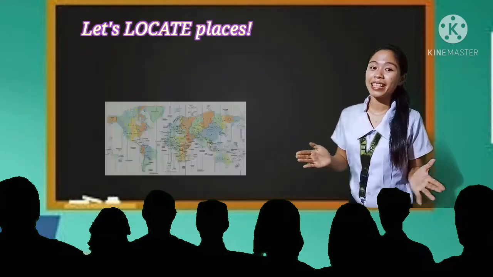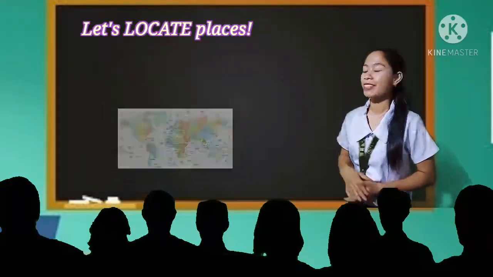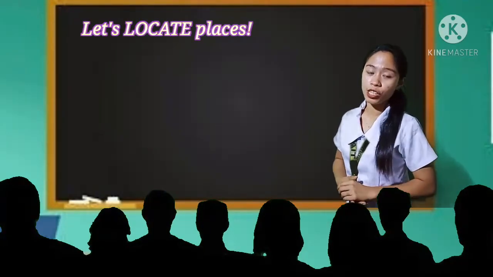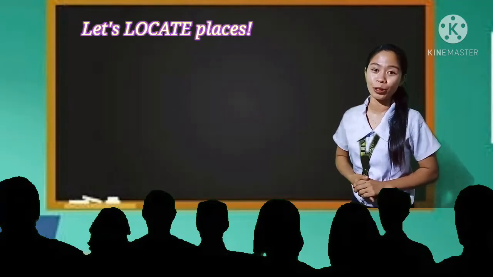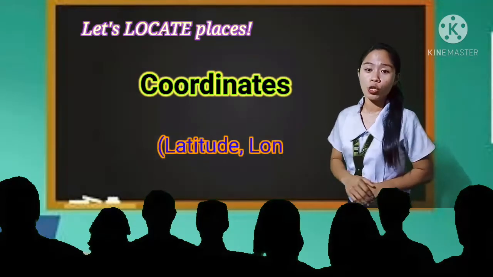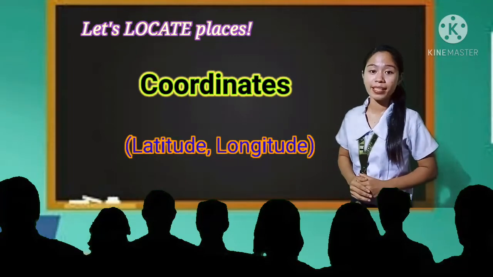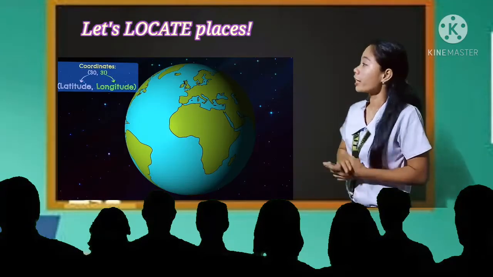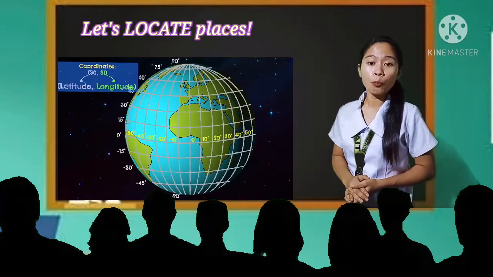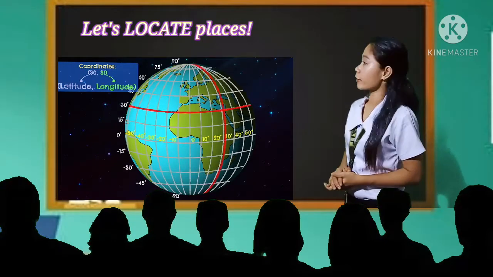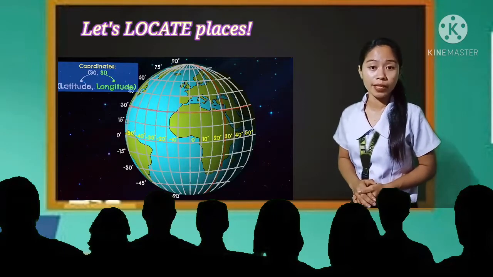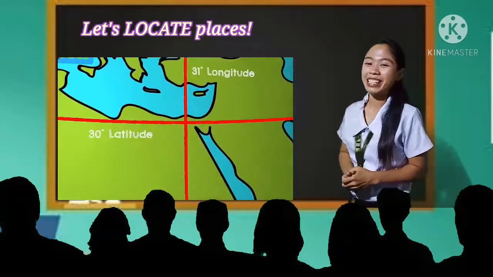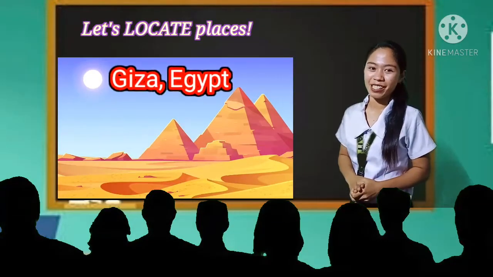Now class, let's locate places on a map using the geographic coordinate system. The latitude and longitude position of any place on Earth is called its coordinates. The latitude is shown first and the longitude second. So imagine we are looking for a place with the coordinates of 30 and 31 degrees. We locate the latitude of 30 degrees and the longitude of 31 degrees. And where do these two lines meet? At the Great Pyramid of Giza, Egypt.